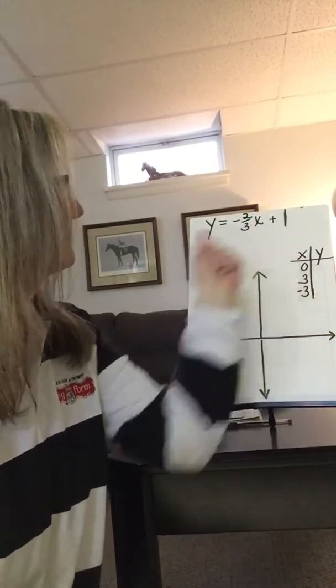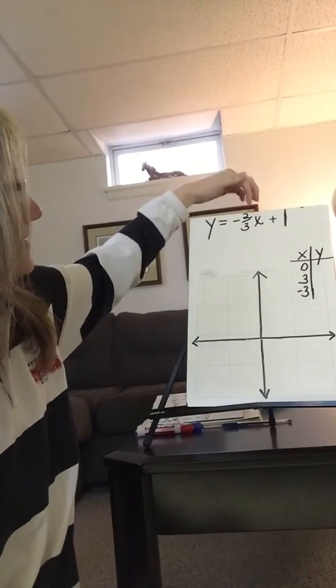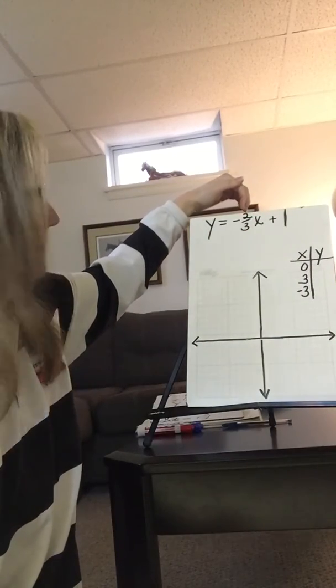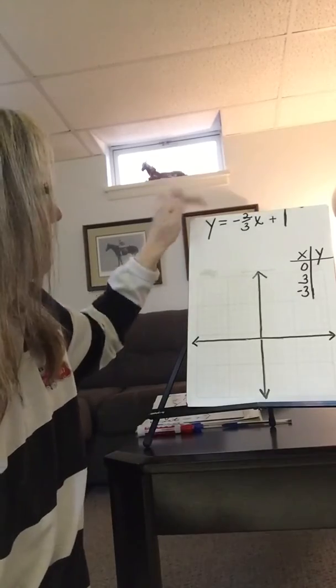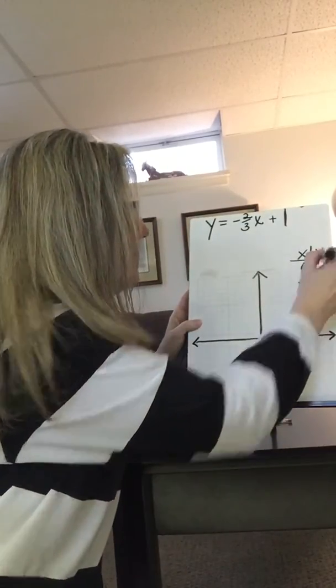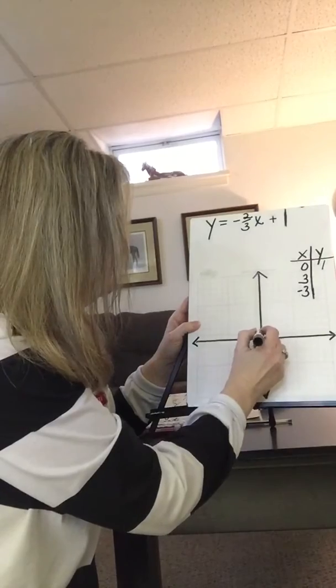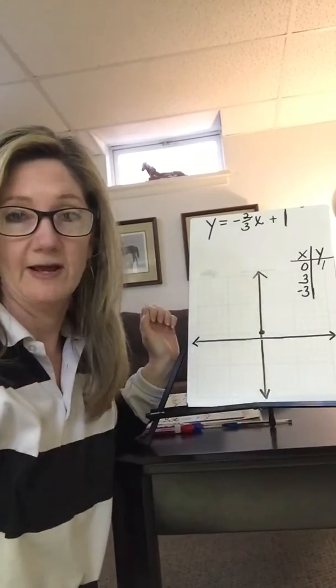So if I put 0 in here for x, 0 times negative 2/3 is 0, but then plus the 1 would give you 1 for y. So 0, 1 would be a point on your line.